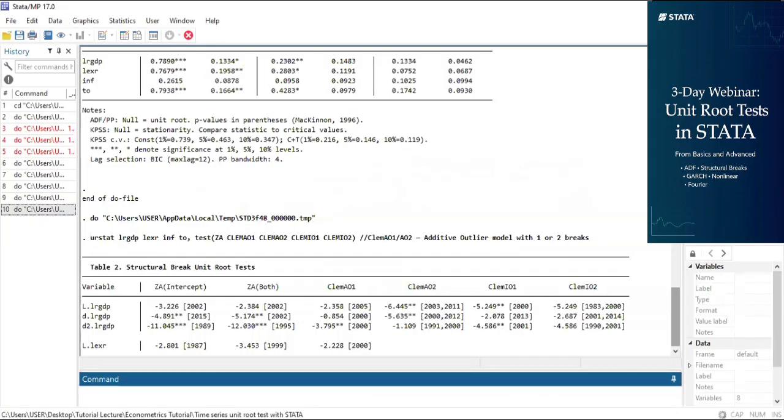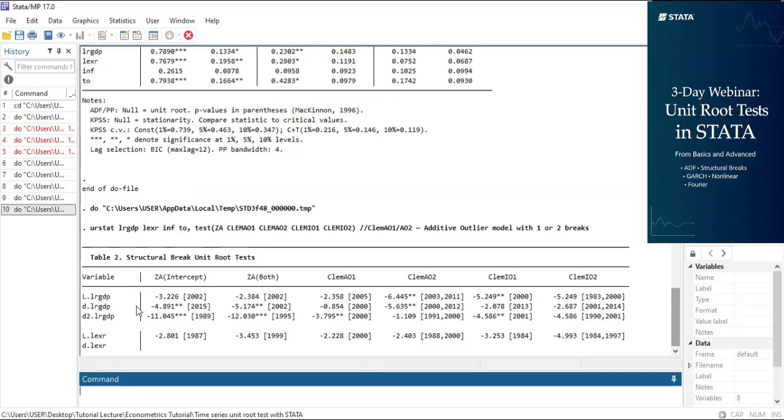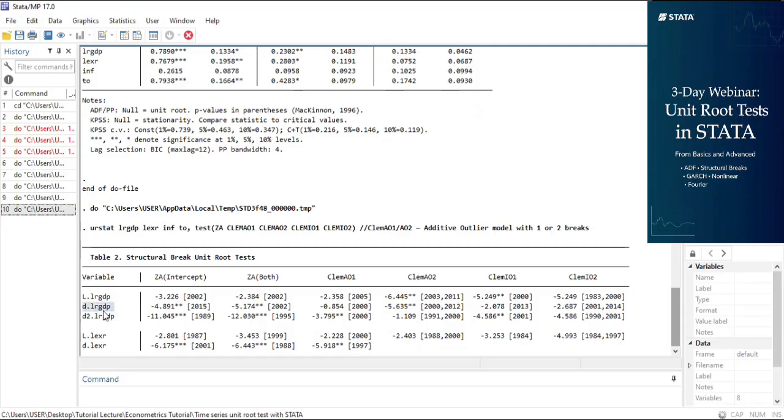But let's look at this other one. You can see, even accounting for structural break, log of GDP is not stationary at level, but at first difference it is stationary. You can see this D here means first difference, and this one is second difference. So it is stationary at first difference.